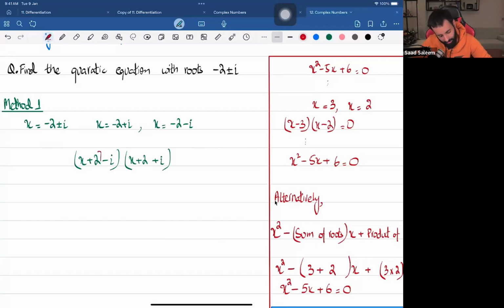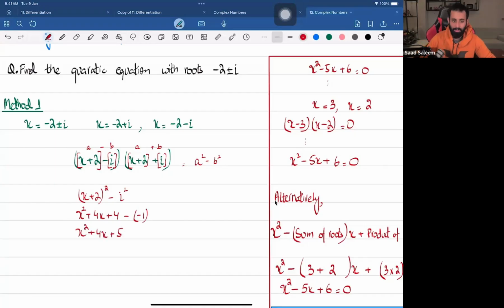Now, this then becomes A and this becomes B. So that's A minus B. And this becomes A and this becomes B. So it's A plus B, A minus B. That means this is going to be A plus B, A minus B, which equals A square minus B square. So x plus 2 whole squared minus iota squared. Now notice what happens. X square plus 4x plus 4 minus minus 1. So x square plus 4x plus 5 is what we end up with.